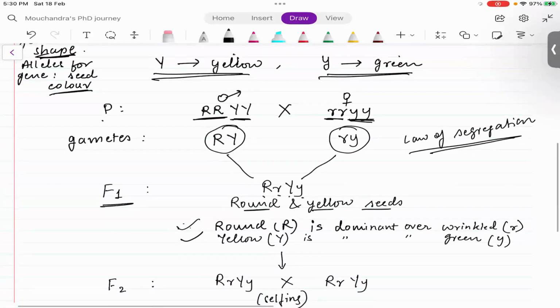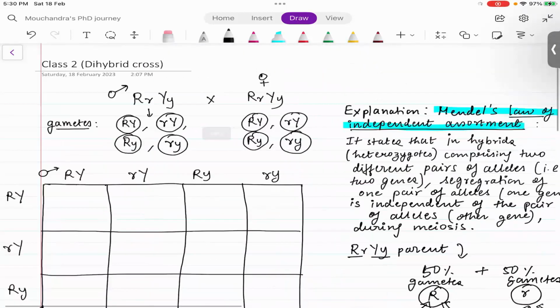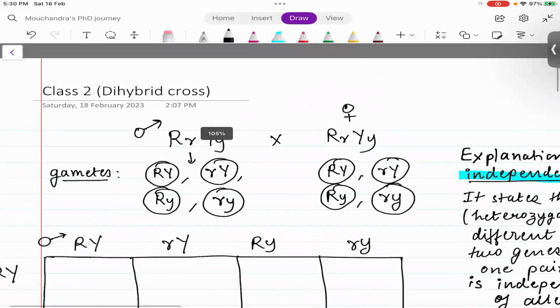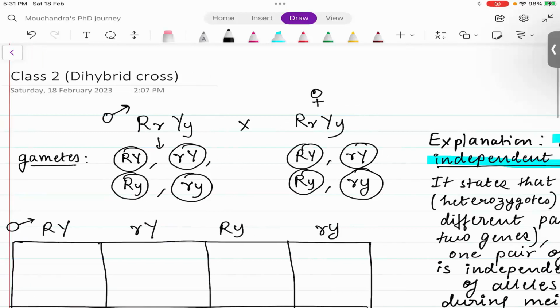Now for the F2 generation, you know what to do. You have to do selfing between two plants from the F1 generation. So these are the two plants. Suppose one plant is male, another plant is female. First you have to write the genetic combination of each gamete. Here I have written 4 types of gametes each plant is producing. But how do we understand what the genetic combination of each gamete will be? How have I written this?